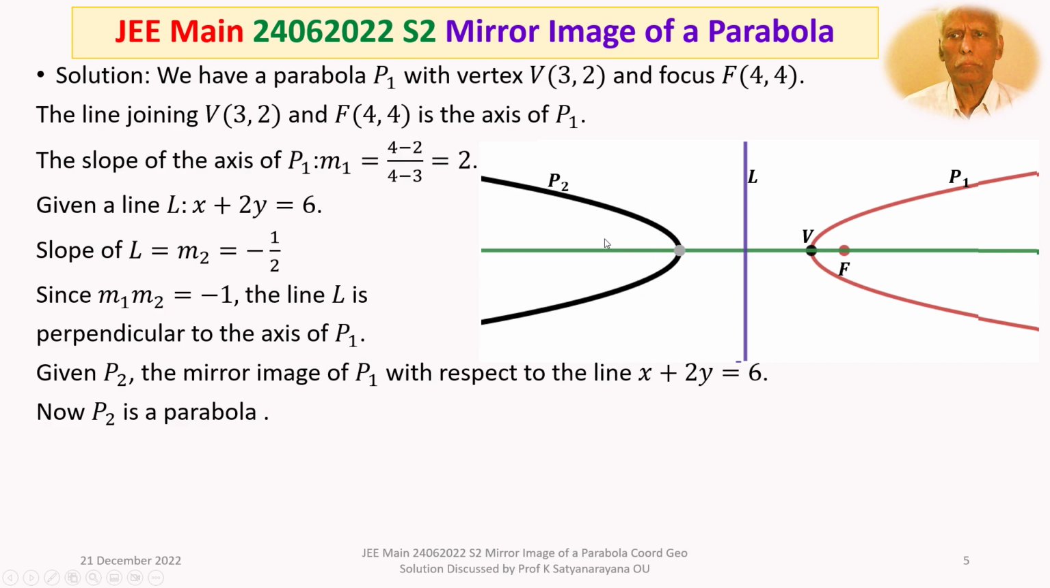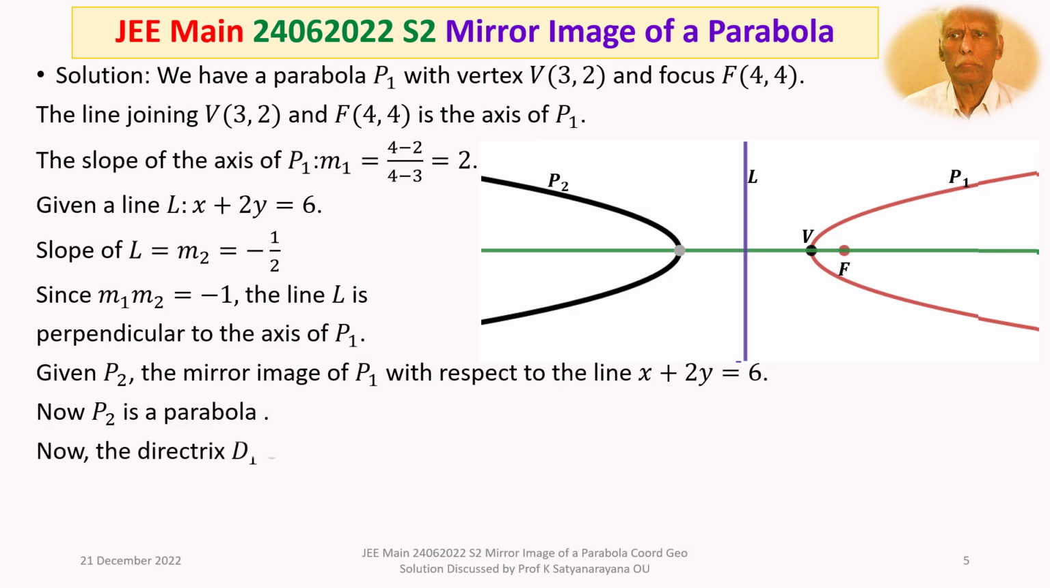To do so, we first should know the directrix of the given parabola P1. If we get the directrix of P1, let us say D1, then the mirror image of D1 will be D2, and that will be the directrix of P2. So that is the method of finding the directrix of P2.